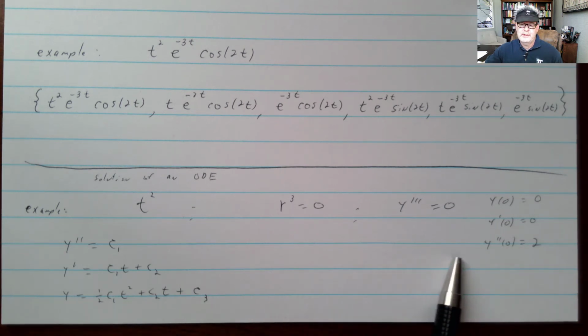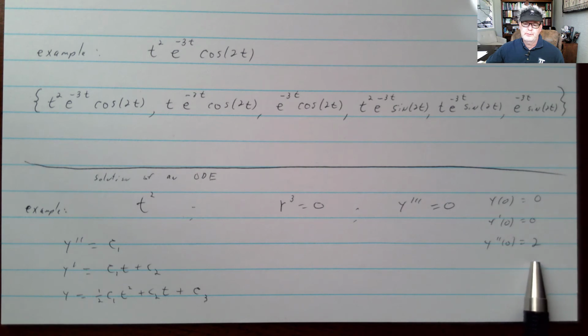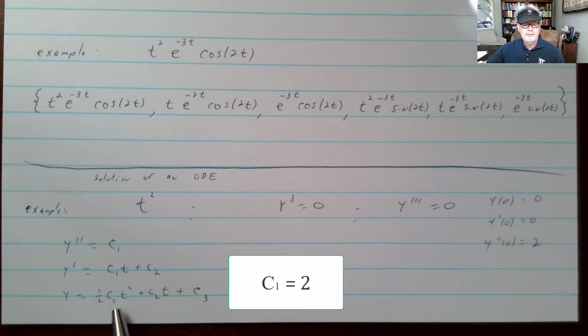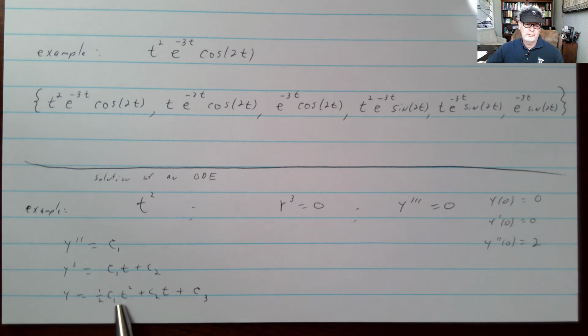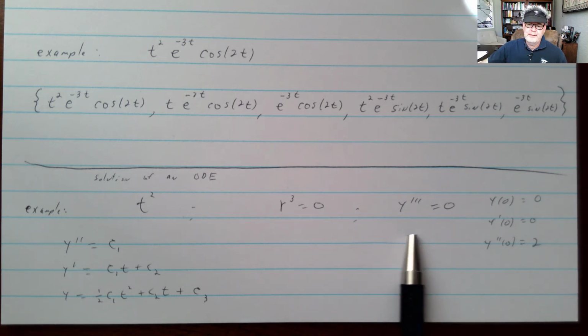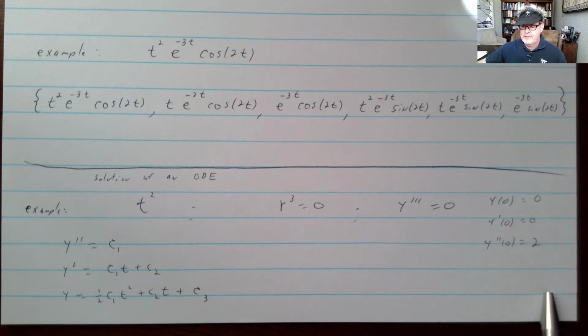And then with the initial conditions, you would solve: y of 0 being 0 would tell you c3 is 0, and y prime of 0 being 0 would tell you c2 is 0, and then y double prime of 0 equaling 2 would tell you c1 is 2. And then so the overall function would be 0 plus t squared. So t squared, a quadratic, and t cubed, and so on. So any polynomial is the solution of a differential equation like this. And it can be more complicated than that, it would just change the initial conditions, actually.